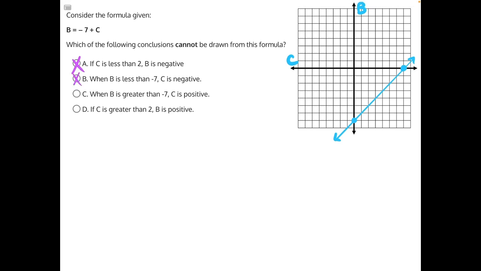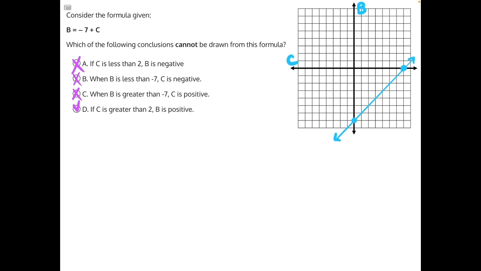C says when b is greater than negative 7, so above, then c is positive. This is also a true statement because all of these values above this line are on the right-hand side of the y-axis, making them positive x values, or c values in this case. Making answer choice C a true statement, but an incorrect answer, and making D by process of elimination the correct choice. But let's take a look at exactly why it's correct.